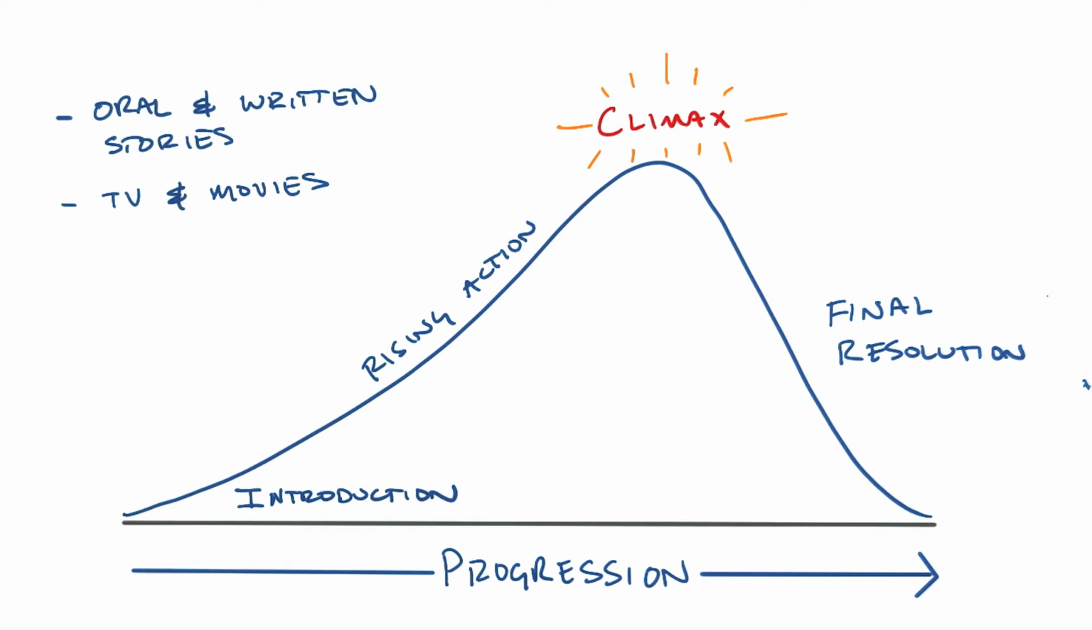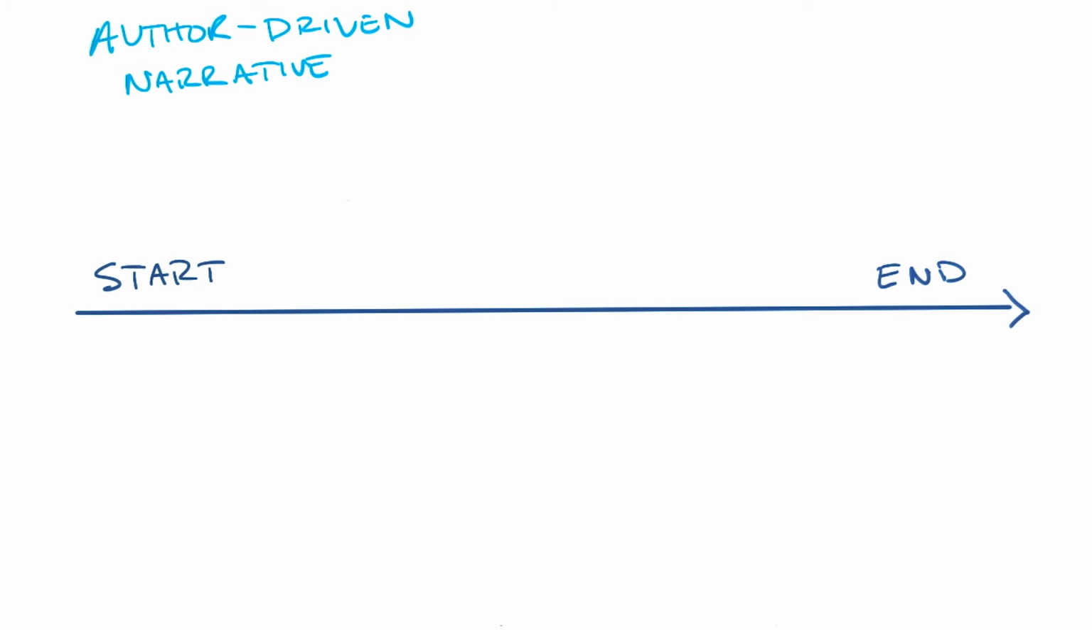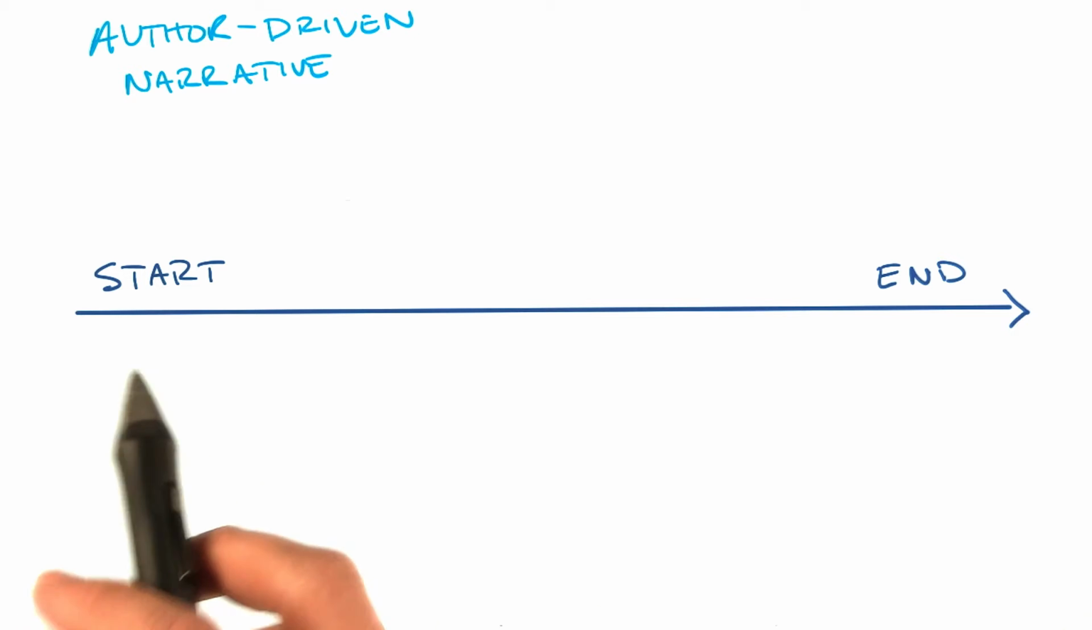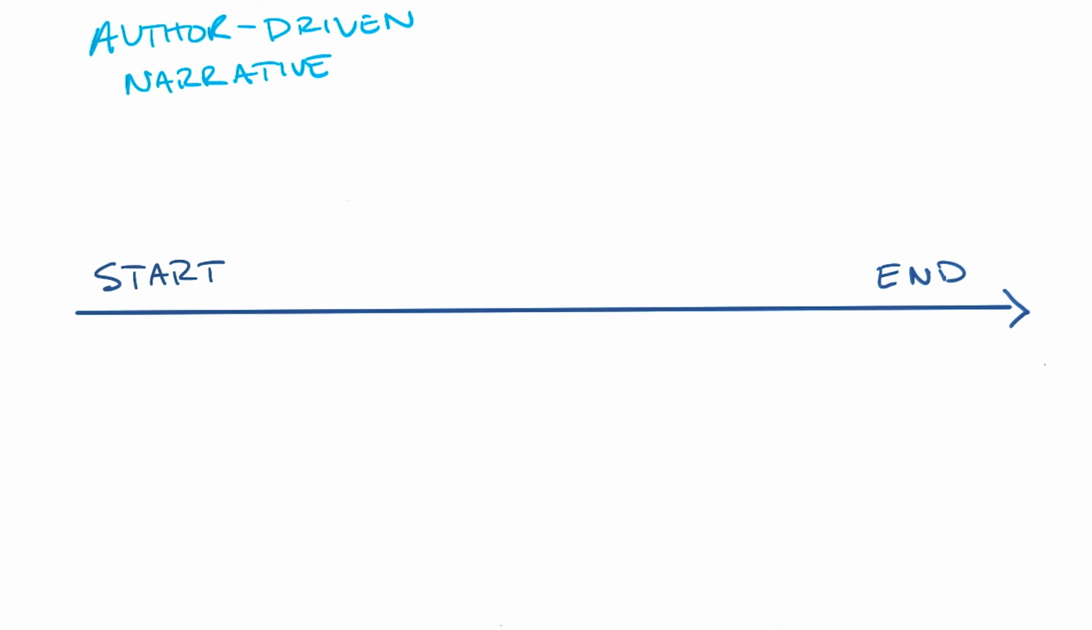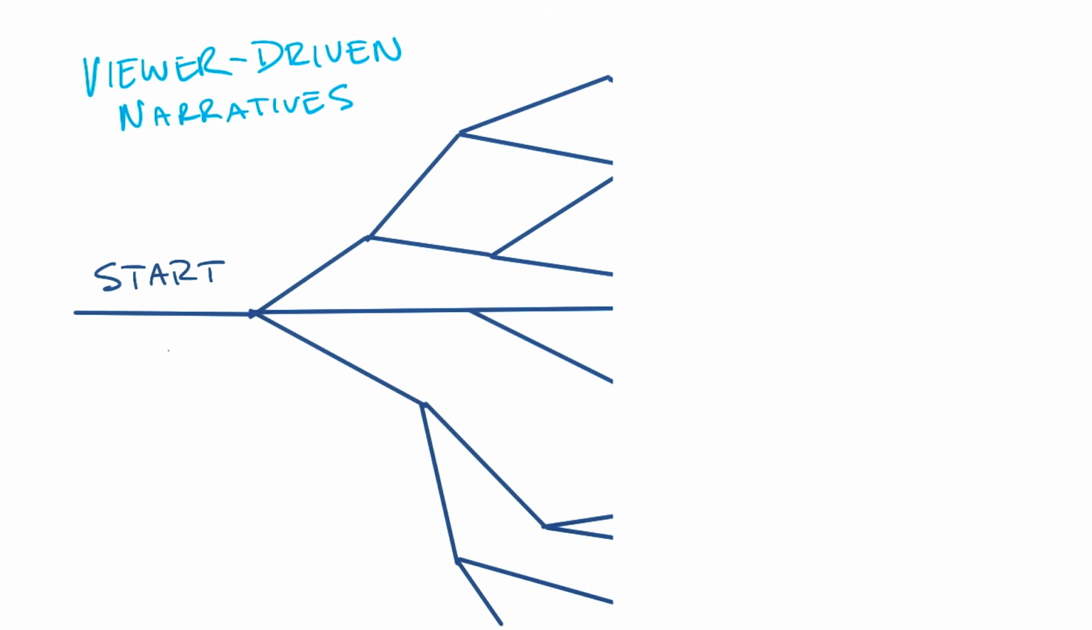The dawn of new mediums, namely computers and the internet, has given rise to new narrative structures that can often be much more nuanced and complex. Let's first talk about author-driven narratives. Author-driven narratives typically have a well-defined start and endpoint and proceed in a linear flow that's directed by the author of the visualization. Viewer-driven narratives, on the other hand, while still having a well-defined start point, allow a freedom of choice for the viewer to choose the direction in which the narrative progresses.